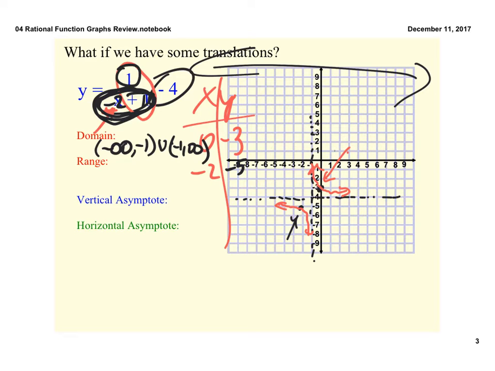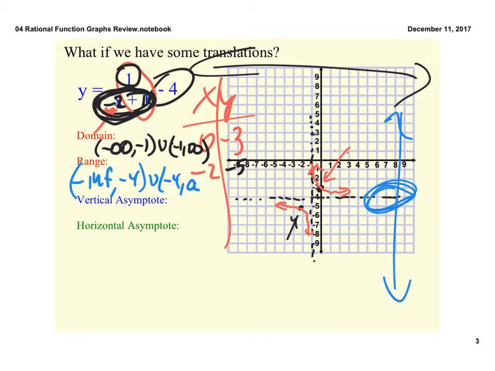All right, how about the range? Range goes like this. Negative inf to, where does it stop working? Negative 4, very good. In the y direction, this is the thing it trips over. It's the electric fence at negative 4. And so it won't work there. Union with, and it starts working right after negative 4 and goes to infinity.